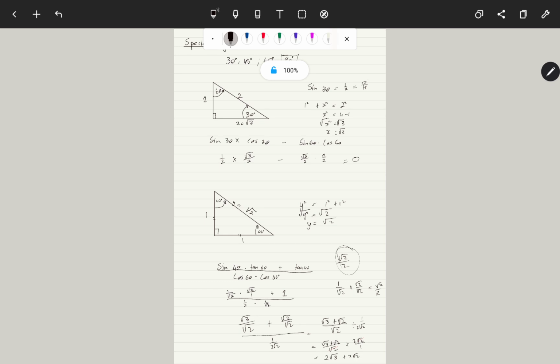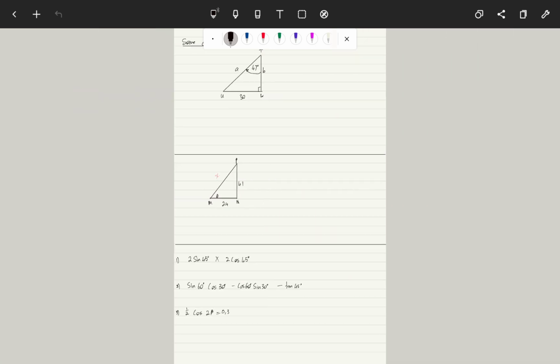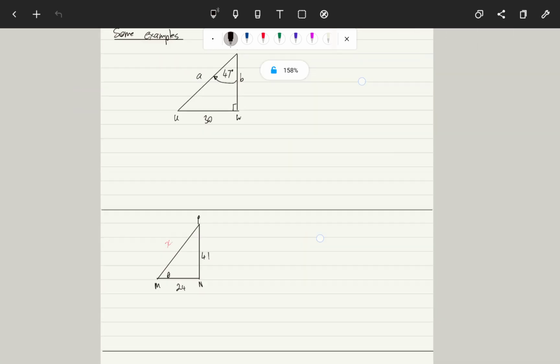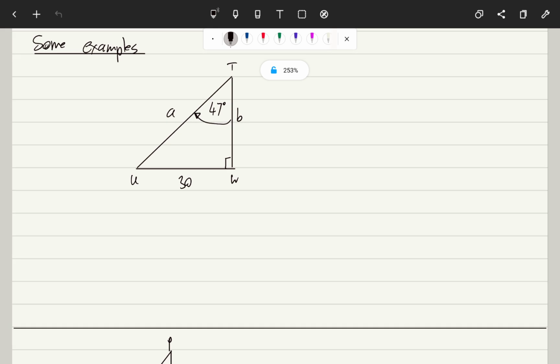But yeah, this is just special angles. Let's see what we have next. I think it's just examples now. Cool. So we're going to solve some examples. We're done with the revision. We're going to solve some examples, and then we call it a day.